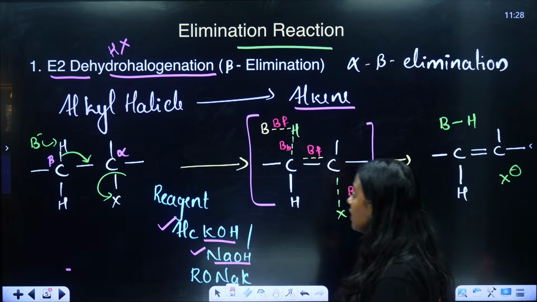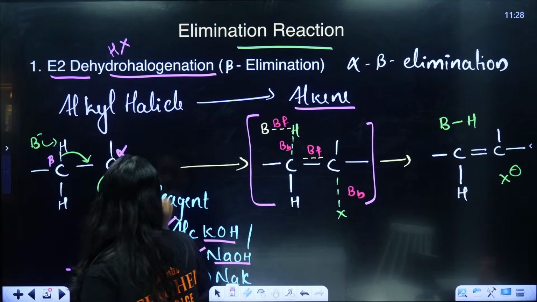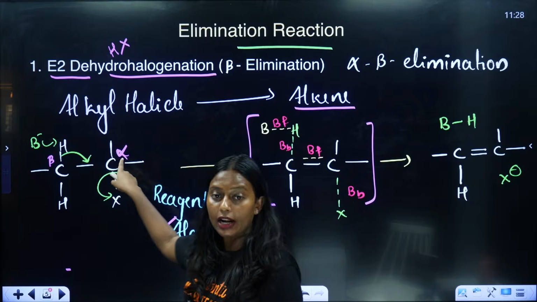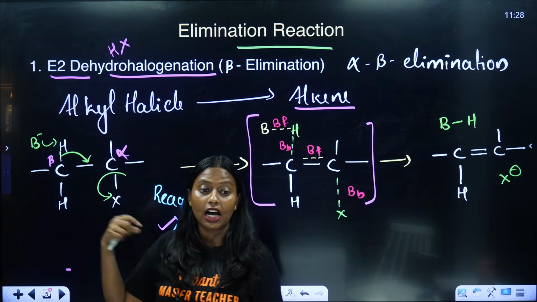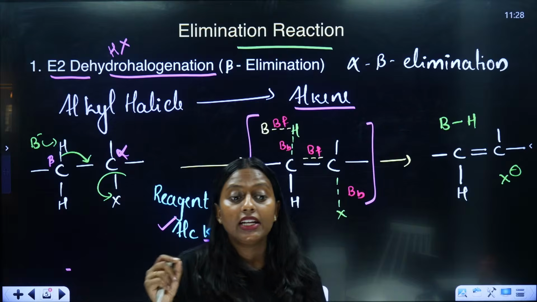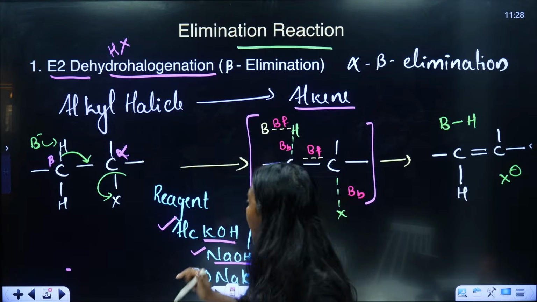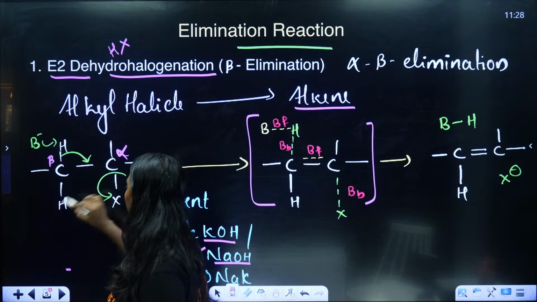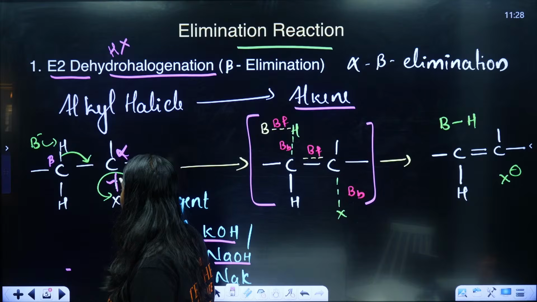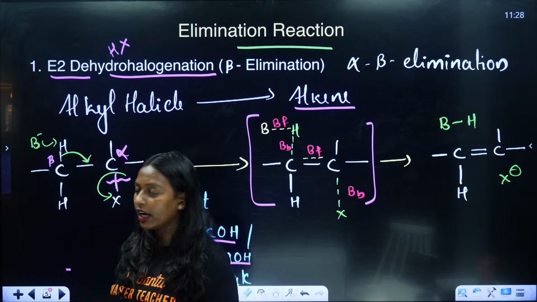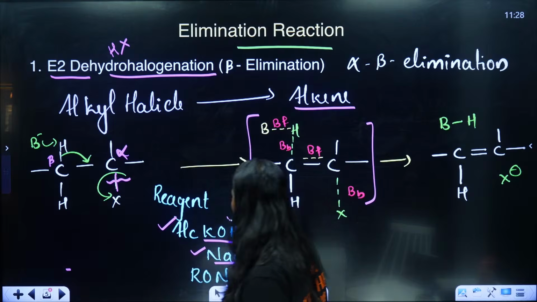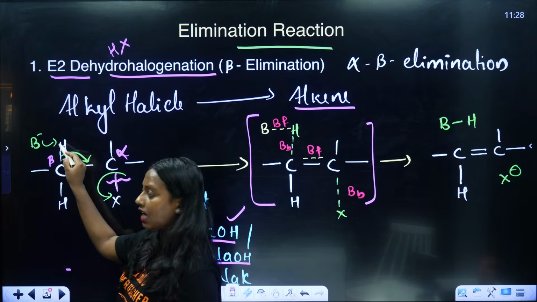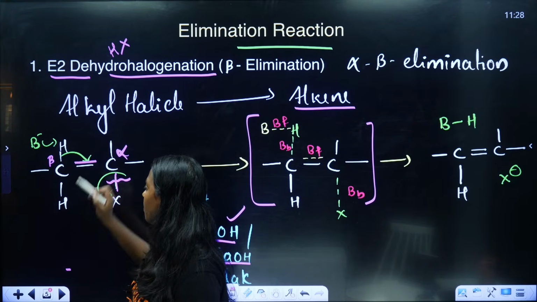So this is your alpha carbon. Alpha carbon means the carbon to which the halogen is directly attached. And this is the beta carbon. From the alpha carbon this halogen will be removed. Here we are using a base, and this base will attack this hydrogen, so here it will form a double bond.